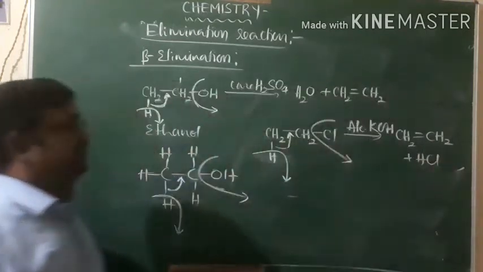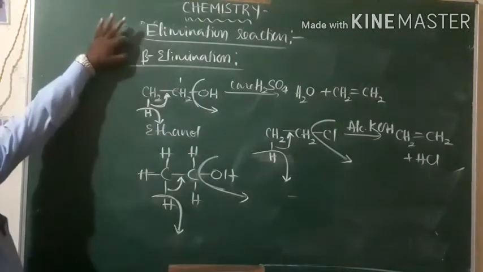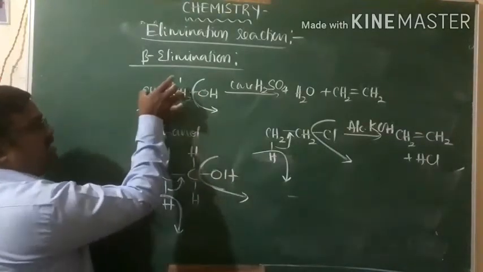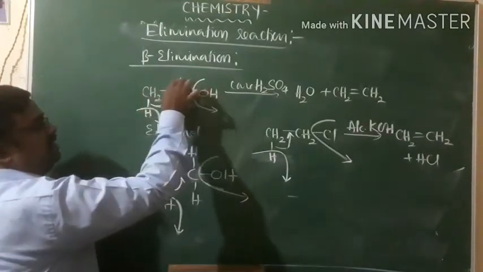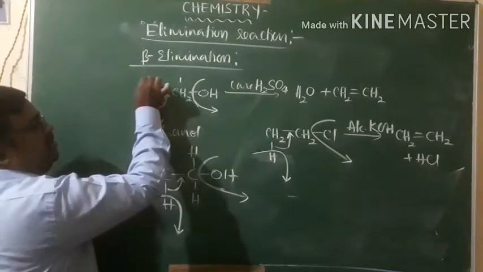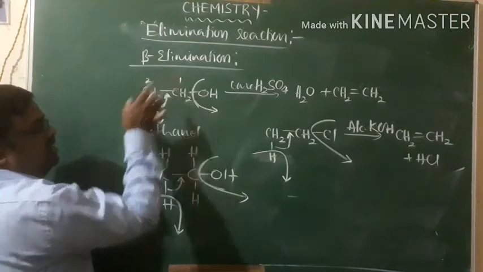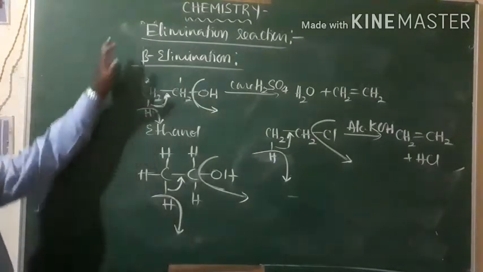This is an example for the elimination reaction, and that too beta elimination, because in the beta elimination you are going to remove the groups from the adjacent carbon atom. OH from this particular carbon, hydrogen from this particular carbon, therefore you remove the atoms or groups from the adjacent carbon atom, therefore it is beta elimination reaction.